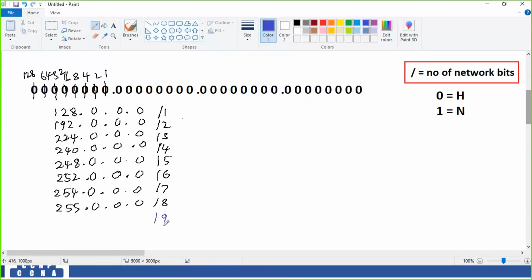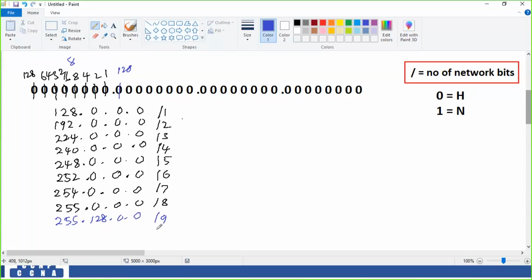Then /9. What does /9 mean? Is it invalid? No. See, what does /9 indicate? 9 network bits. So /8 means 8 network bits in the first octet. We need one more, so take one more bit in the second octet. That gives 128. So 255.128.